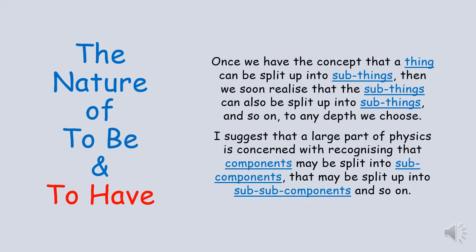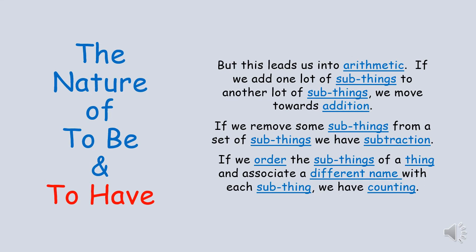Once we have the concept that a thing can be split up into sub-things, then we soon realise that the sub-things can also be split up into sub-things, and so on, to any depth we choose. I suggest that a large part of physics is concerned with recognising that components may be split into subcomponents, that may be split into sub-subcomponents, and so on. But I suggest that this leads us into arithmetic.